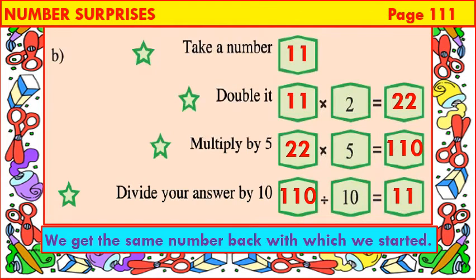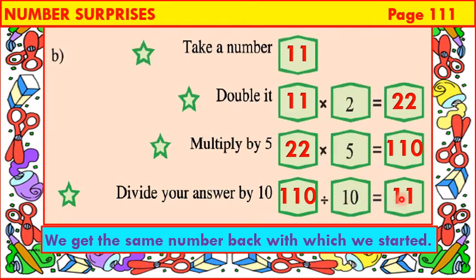B. Take a number. Suppose I assume a number 11. Double that number. That is 11 twos is 22. Now multiply the answer by 5. That is 22 fives is 110. Next, divide this answer by 10. That is 110 divided by 10.